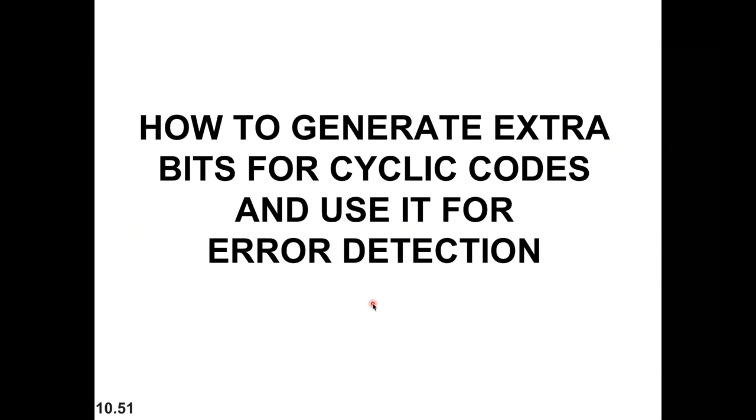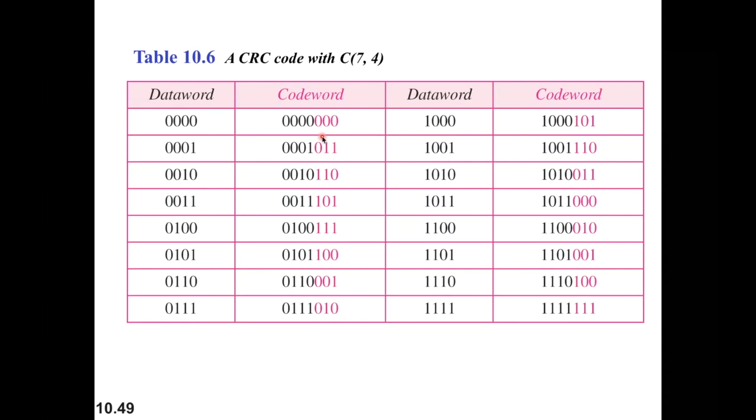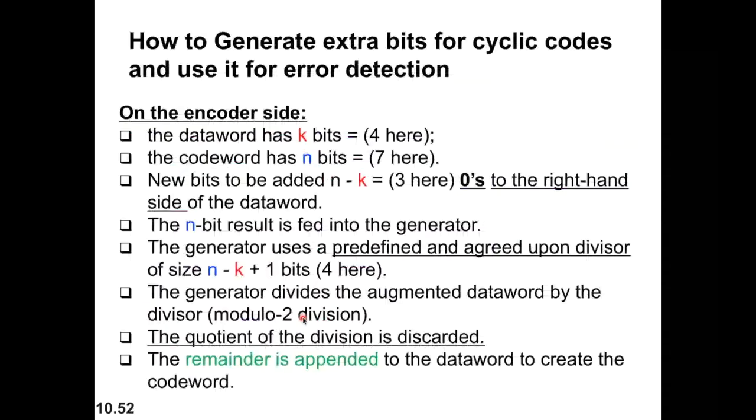Okay, our next topic is how to generate extra bits for our cyclic codes and use them for our error detection. You see here these pink numbers. How to generate these pink numbers, how to make the cyclic codes, and how we can use these extra bits for our error detection. This is the next topic coming.